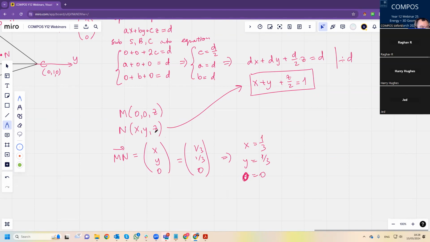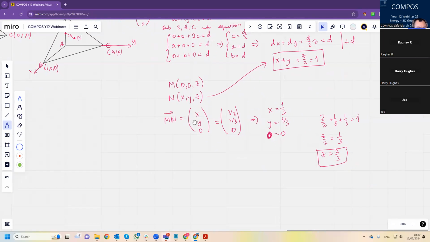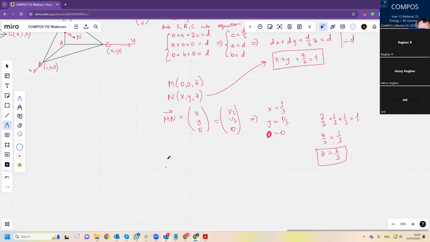All right, that's useful because now we can find z. z over 2 plus 1/3 plus 1/3 is equal to 1. So z over 2 is equal to 1 minus 2/3, which is 1/3. So z is equal to 2/3. So the answer: M has coordinates 0, 0, 2/3. That's it. That's the answer.